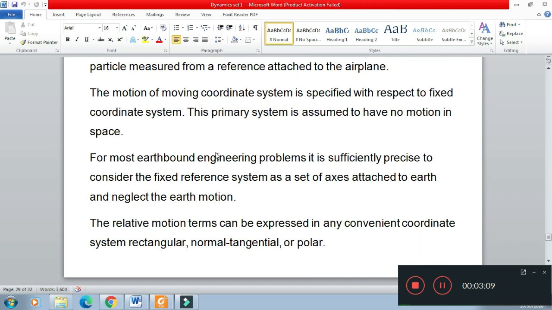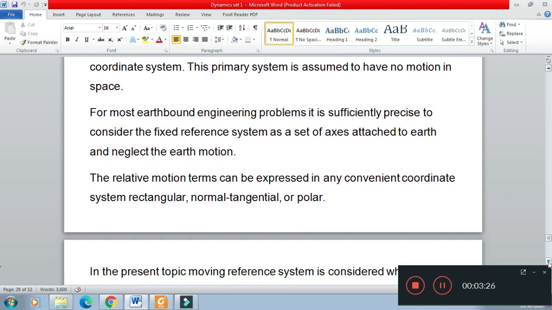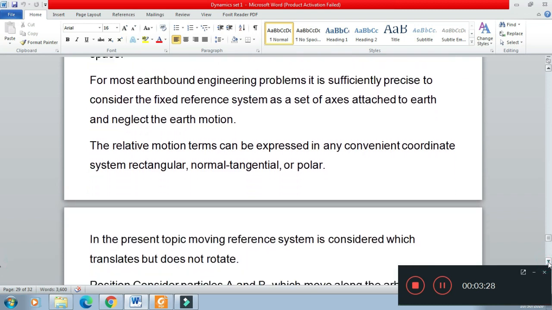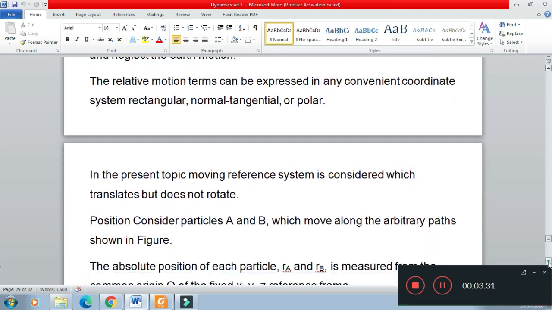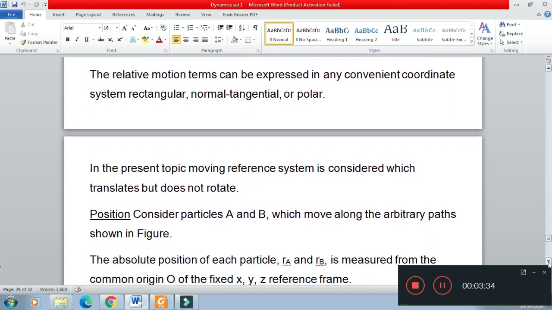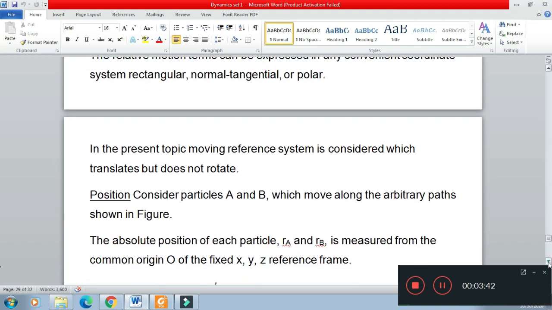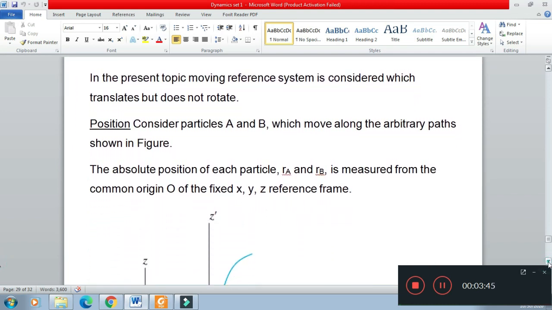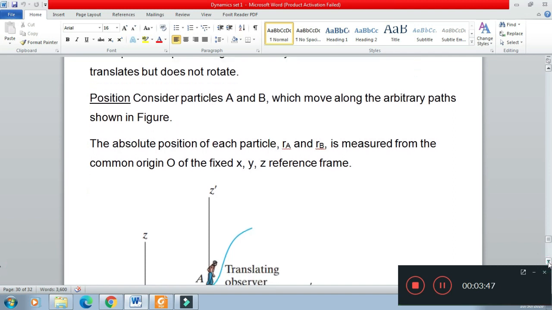The relative motion terms can be expressed in terms of coordinate system. You have studied three coordinate systems: one is rectangular, then normal-tangent and polar. So for the earth motion, we can neglect it and we can analyze the motion of a particle with respect to the fixed system and with respect to the moving coordinate system. The fixed system is considered to be attached to the surface of the earth, and earth is assumed to be stationary.